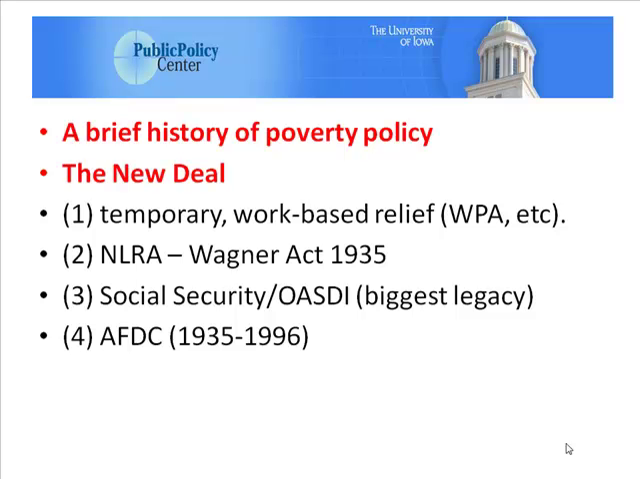And then finally, the 1930s brought us AFDC, Aid to Families with Dependent Children, which remains in place almost unhindered from 1935 until welfare reform in 1996. So this is an area of big activity. It puts a lot of U.S. basic anti-poverty policy in place.